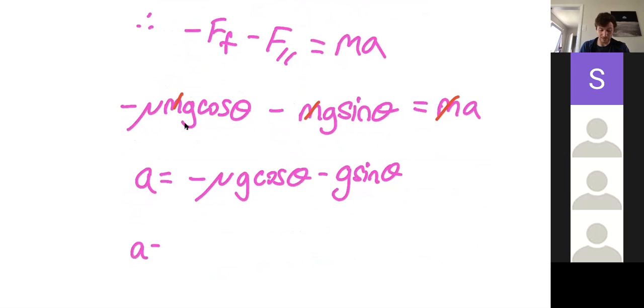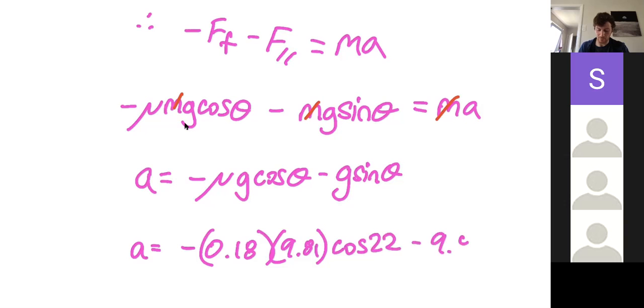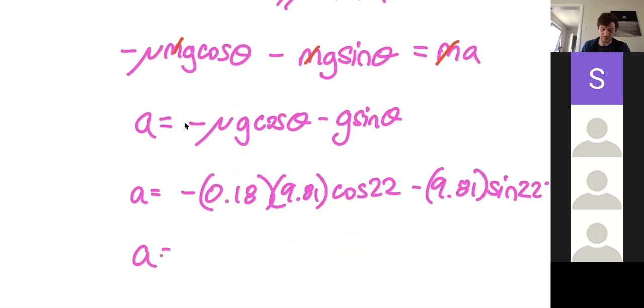So if we just punch our values in, negative 0.18 times 9.81 times the cos 22 degrees minus 9.81 times the sine of 22 degrees, just like so. We should get an acceleration of negative 5.3 meters per second squared. Give it a little highlight. We're not done. That's not the answer because the answer is the distance. Okay. Now this is strictly a kinematics question. That's it.